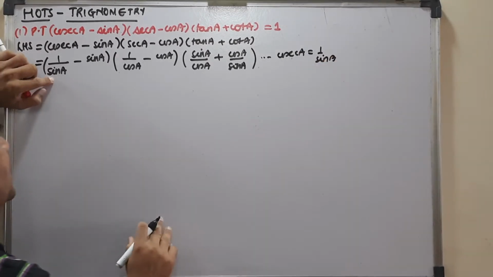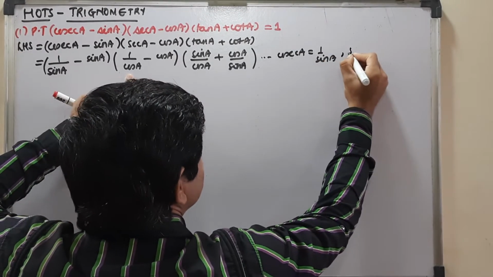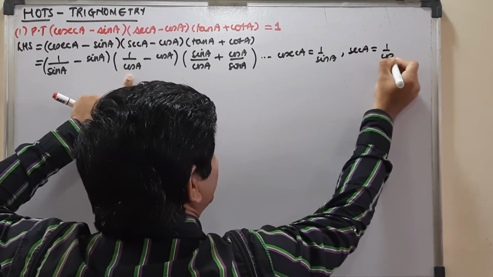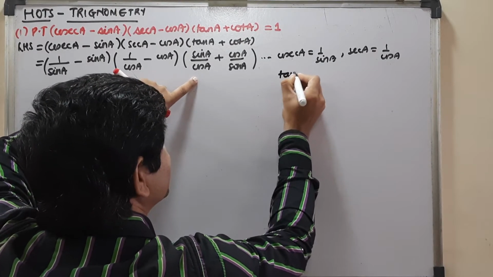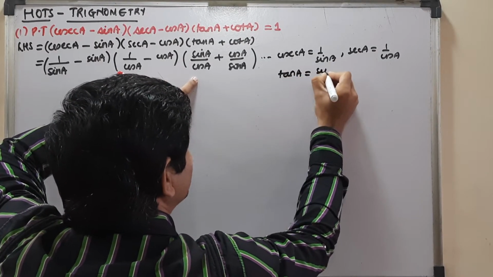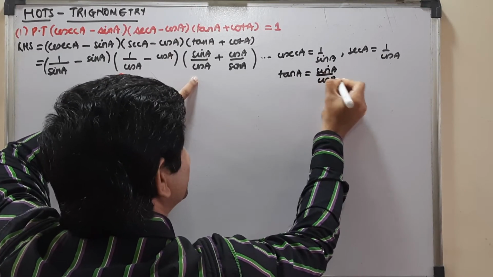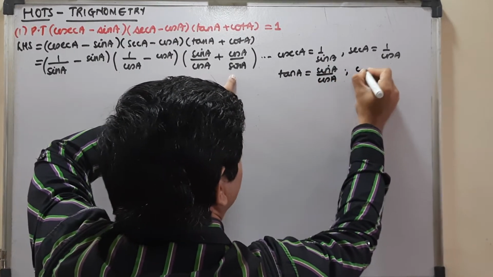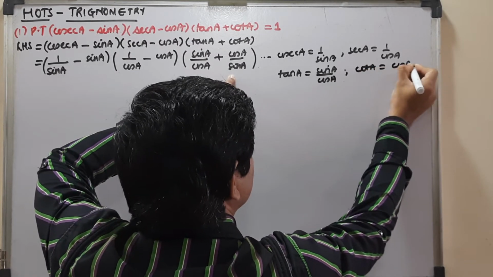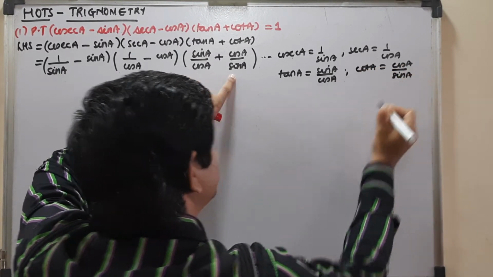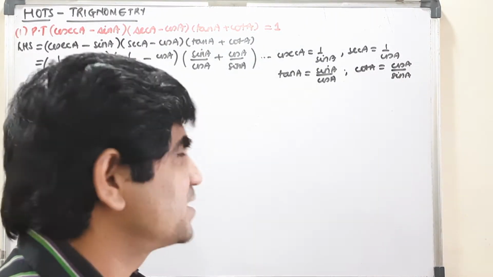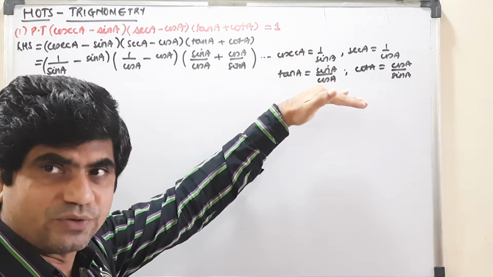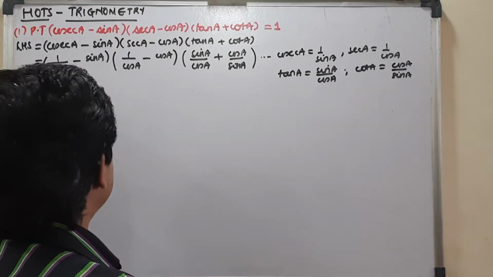That I know. Then secondly, sec A is equal to 1 by cos A. That also I know. Then tan A is sin A upon cos A, and cot A is equal to cos A upon sin A. Whatever changes you have made become the reasons. The correct way of writing takes 2 or 3 lines, so leave those lines and start over here. But since I am on the board, I can do it directly.